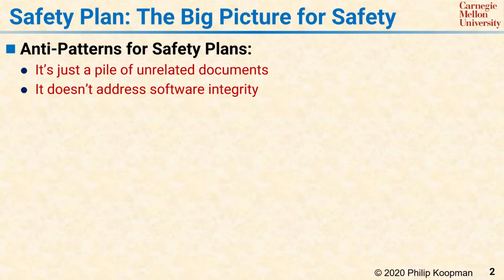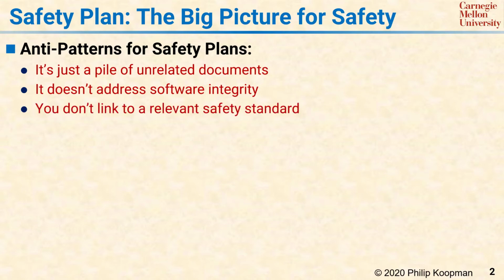Your safety plan does not address software integrity, meaning that it generally assumes the software is perfect and deals primarily with hardware faults. Your safety plan does not link to a relevant safety standard, but rather makes up its own approach to safety. Finally, you have a problem if your safety plan does not at least link to a security plan, because an insecure system is usually an unsafe system.